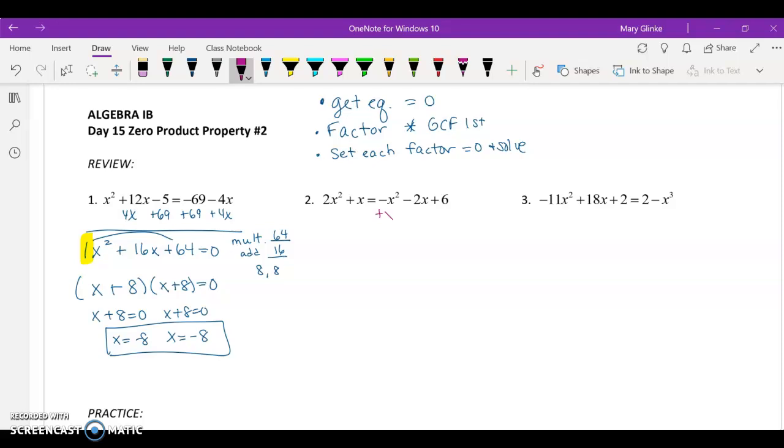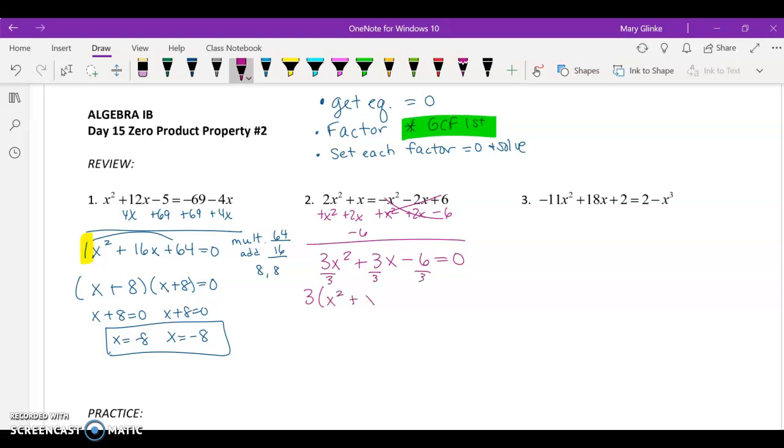Let's try number 2. Again, we're going to get everything equal to 0, so we're going to add x squared, we're going to add 2x, and we're going to subtract 6. So we're going to get 3x squared plus 3x minus 6 equals 0. So we're going to factor, but as a reminder, you always look for your GCF first. All of these have a common factor of 3. So when we divide the 3 out of each of these, we get x squared plus x minus 2 equals 0.